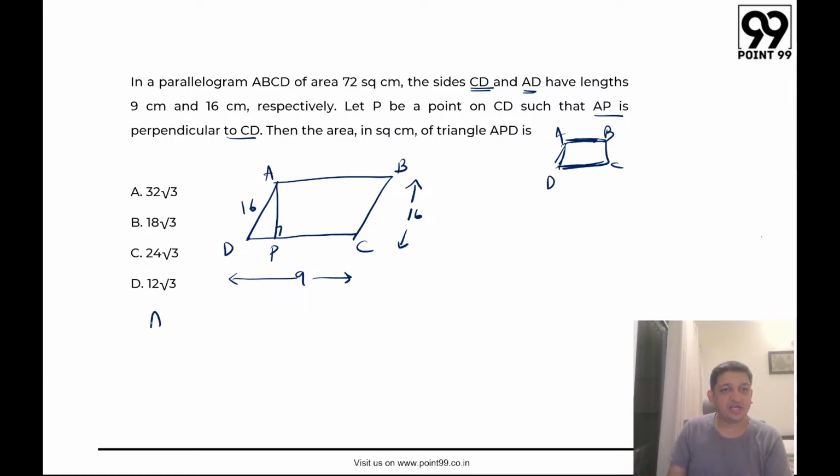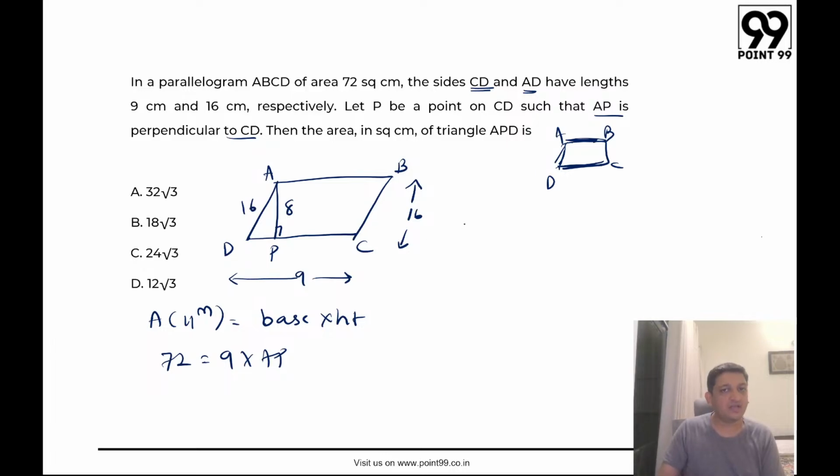We know that area of a parallelogram is nothing but base into height. Now base in this case is 9. So 72 will be equal to 9 into AP. ठीक है? So AP will be equal to 8. तो यहाँ पे AP 8 मिल गया. If AP is 8 and this is a right angle triangle, then DP निकालना should not be difficult.